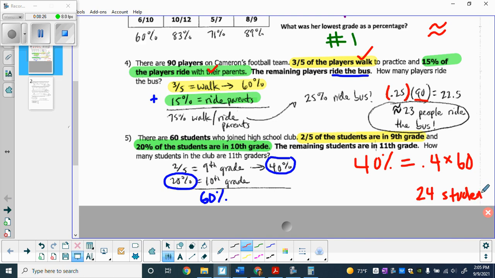Now how can I check to see if I'm right? You might already be thinking, okay, well, if we've got 24 11th graders, let's figure out real quick to see how many 10th graders there were. What would 20% be? Let's do 20% real quick to see how many are in the 10th grade.